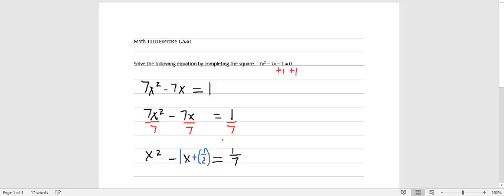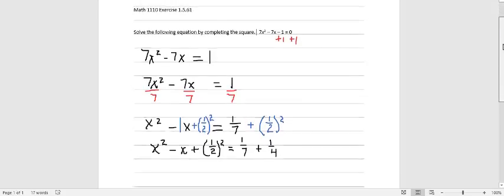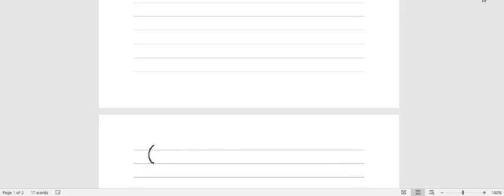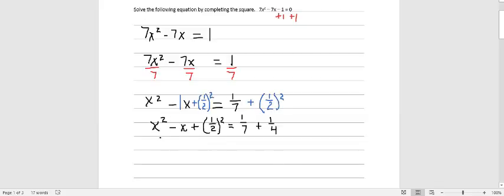I take half of that and square it and add this to both sides of the equation. Notice I'm ignoring the minus sign because that will get absorbed in the process of squaring. So I now have x squared minus x plus the square of 1/2 on the left and 1/7 plus 1/4 on the right. So on the right, I go ahead and square the 1/2, which is 1/2 times 1/2, or 1/4. The left is now a perfect square trinomial, which factors into the square of x minus 1/2.